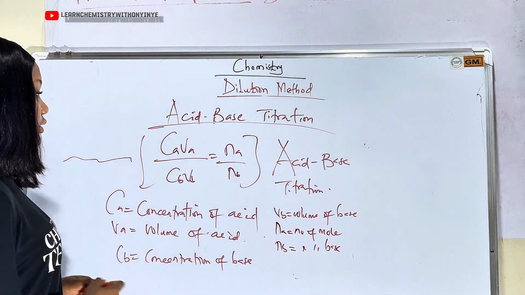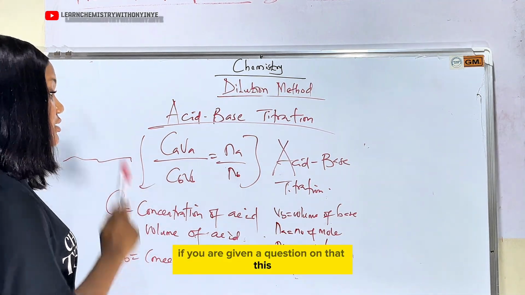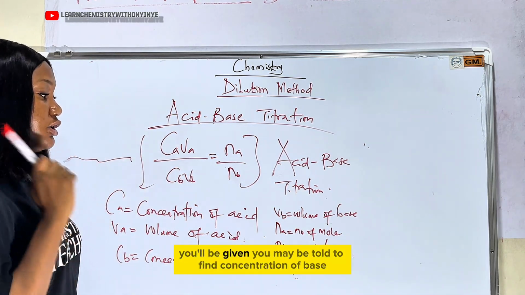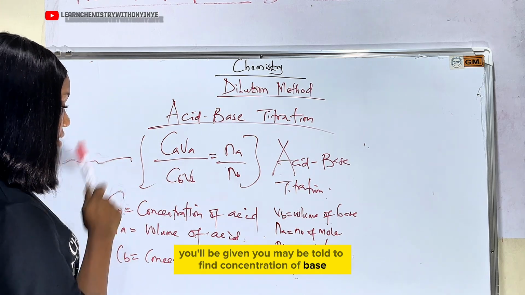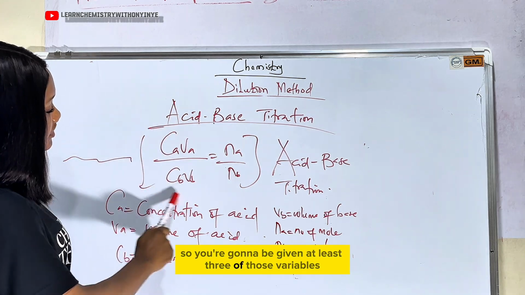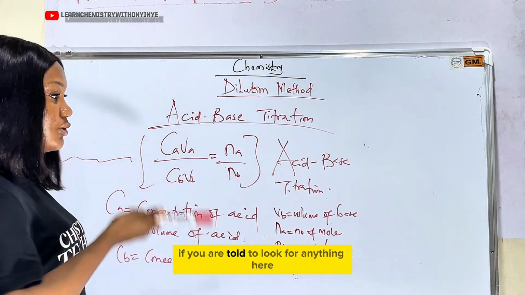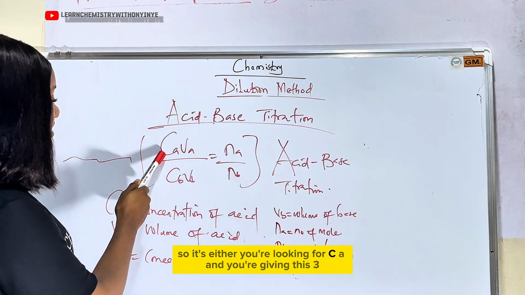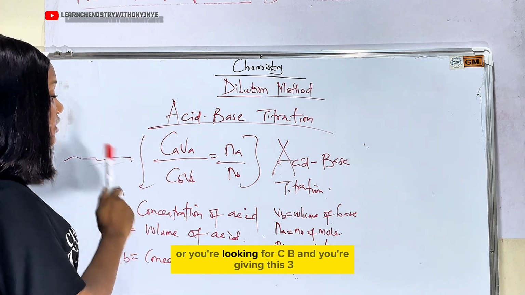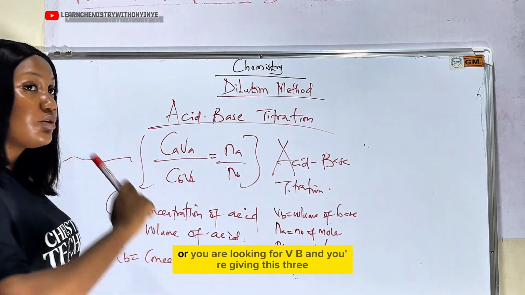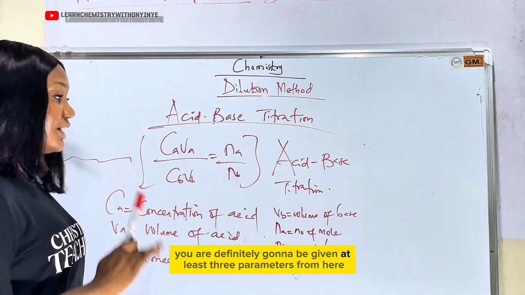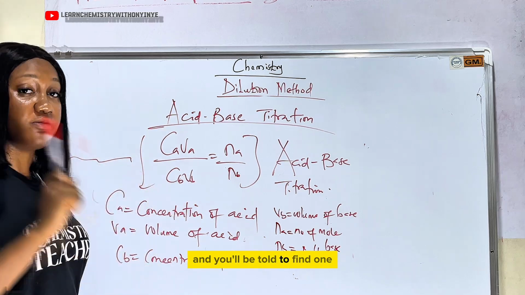Now, if we are given a question on that, you're definitely going to be given the concentration. You will be given the volume. You may be told to find concentration of base. In that case, you'll be given your volume of base. So you're going to be given at least three of those variables if you are told to look for anything here. So it's either you're looking for CA and you're given these three, or you're looking for VA and you're given these three, or you're looking for CB and you're given these three, or you are looking for VB and you're given these three. So you are definitely going to be given at least three parameters from here, and you'll be told to find one.